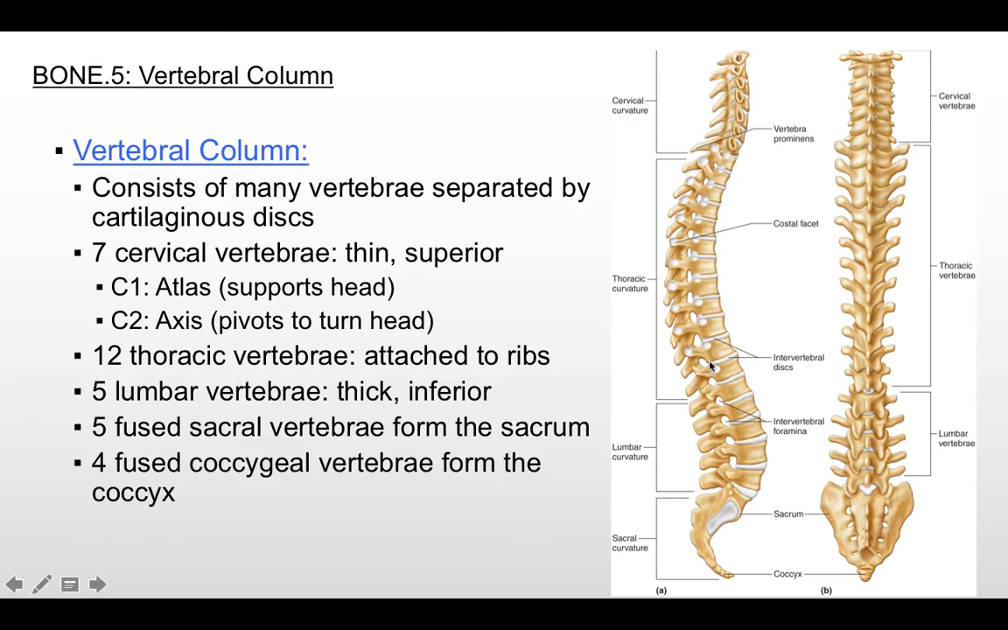And then down at the very bottom, we have 4 more that are coccygeal vertebrae to form a singular bone known as the coccyx. This is your tailbone. Not so much the sacrum, it's the coccyx that forms your tailbone.